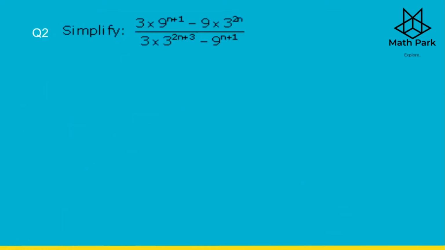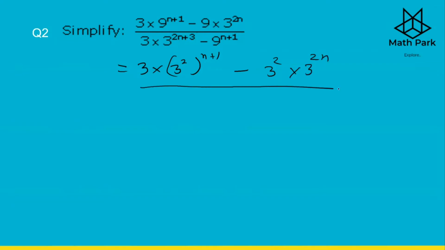Moving to question number 2: 3 into, instead of 9, we can write 3 square raised to n plus 1, minus 9, which is again 3 square, into 3 raised to 2n, upon 3 into 3 raised to 2n plus 3, minus 3 square raised to n plus 1. Okay, so this we simplify further. So we get 3 into this, multiplying by 2, we get 3 raised to 2n plus 2.